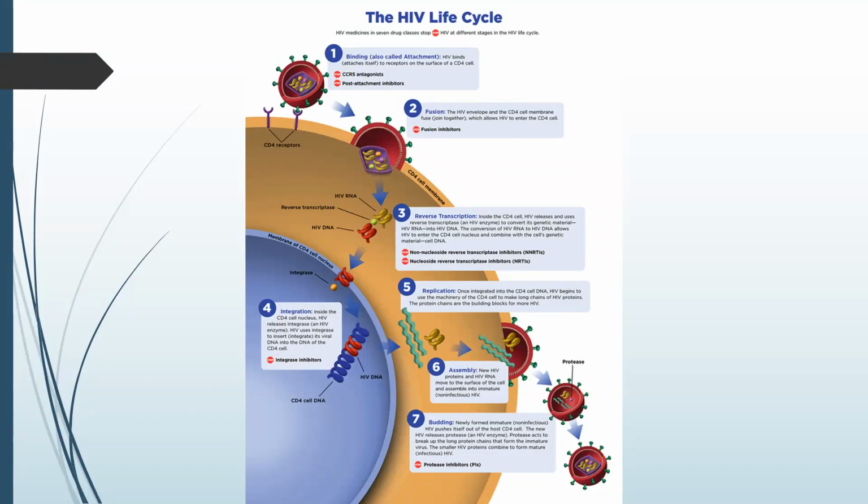So you can see there's so many stops where they have medications to try and interfere with the different steps that the HIV virus will take. So replication: once integrated into the CD4 cell DNA, HIV begins to use the machinery of that cell to make long proteins, further down the assembly chain, to try and replicate itself in our bodies. Assembly: new HIV proteins and HIV RNA move to the surface of the cell.